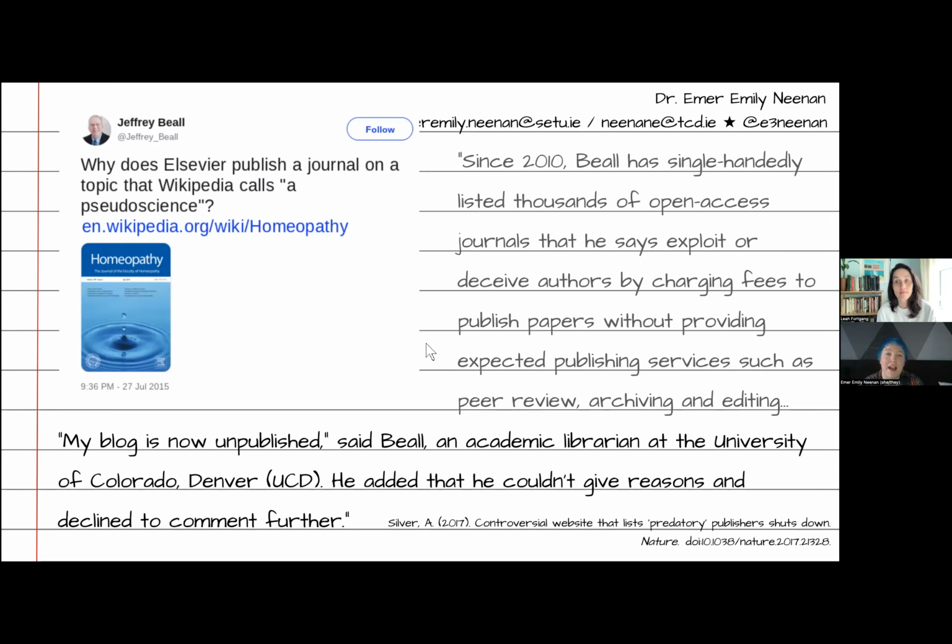This person, Jeffrey Beall, was running a blog where he was calling them out, both predatory publishing journals that were not real journals or were taking advantage of people, and also just bad practice, like this homeopathy journal. So he was listing thousands of exploitative or deceptive journal publishing companies and journals. At a certain point in 2016, 2017, he suddenly took the blog down and said that he couldn't give any reasons why and declined to make any comments. Maybe it was a personal thing, but I am inclined to believe that if somebody is calling out a big powerful industry and they suddenly stop, there could be something else going on.